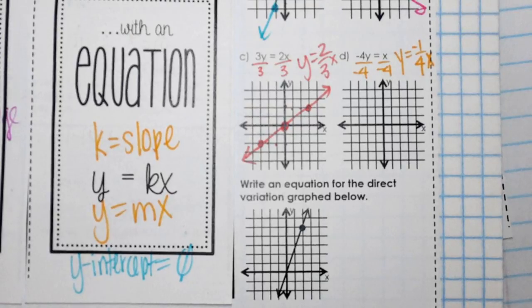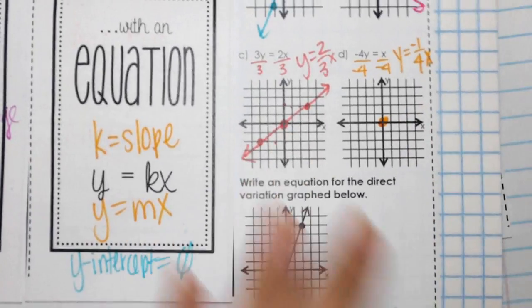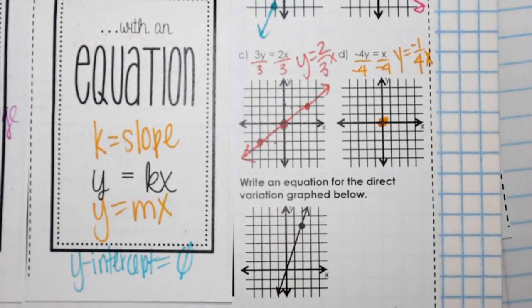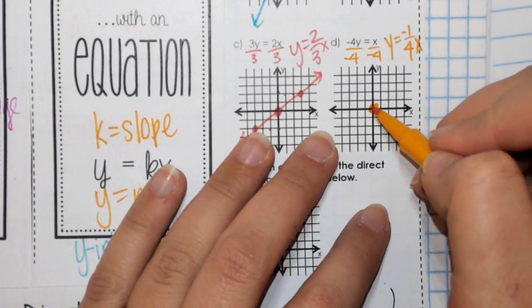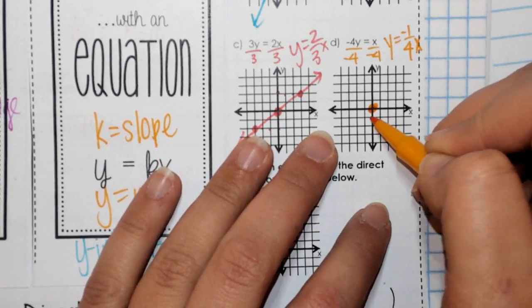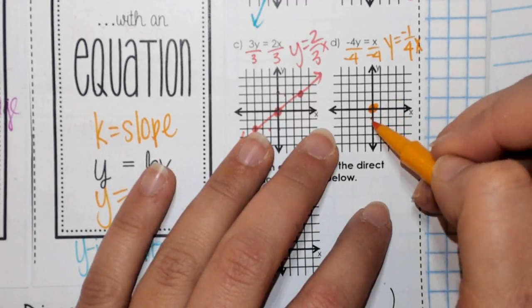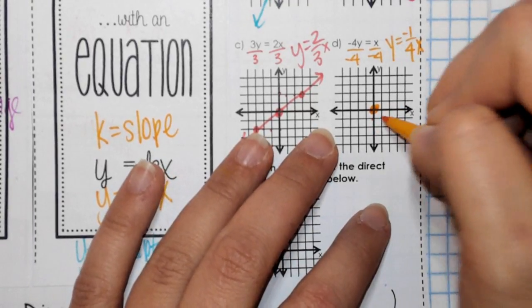Now, where does every direct variation start at? Now, is my slope positive or negative? Austin, is my slope positive or negative? It's negative. So am I going to go up or down? Down, it's negative. Down how many? 1, and then? Over is not a direction, to the right 4.